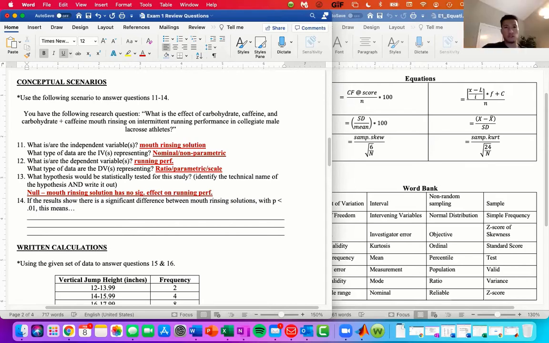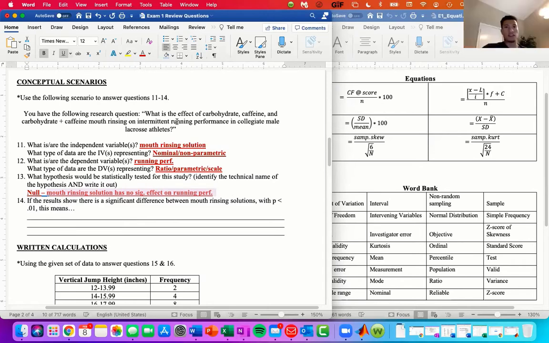So then could you say either one? No, because the hypothesis that's statistically tested is always the null. So in this question, we're identifying the technical name of the hypothesis, so that's null hypothesis. And then writing it out would be how you would formulate the hypothesis based on the variables you are given.